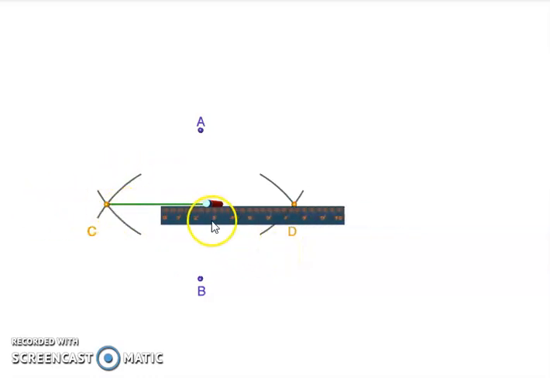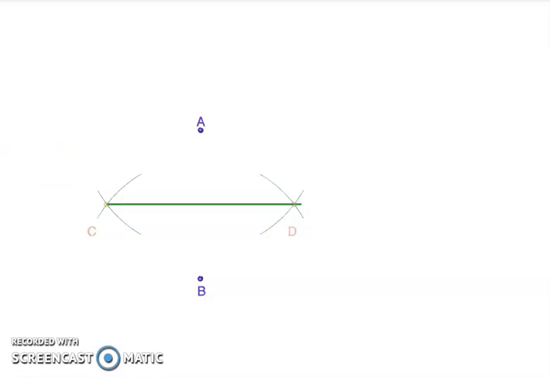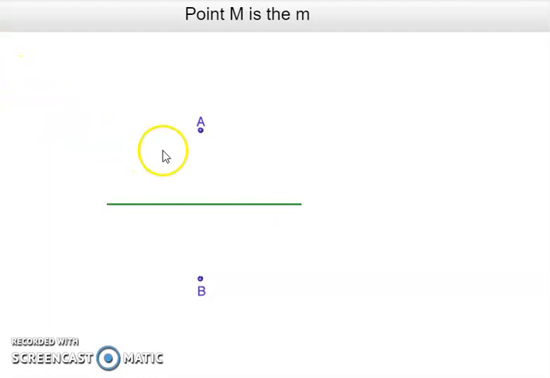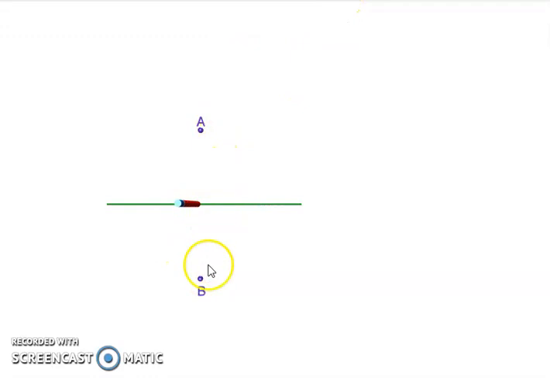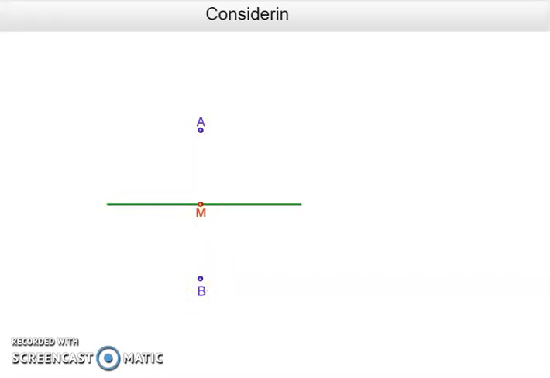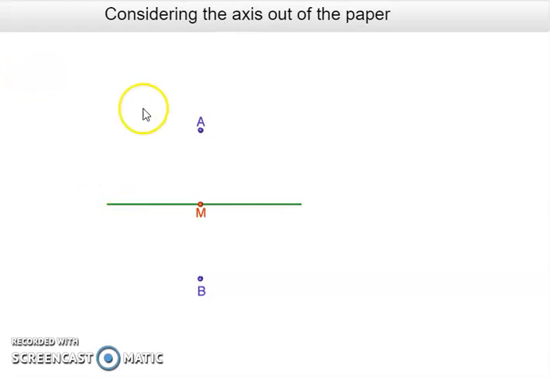Then we can just join these 2 points together. So we can say this is the locus for the perpendicular bisector of these 2 fixed points. That is for 2 dimension. Point M here is the midpoint of point A and point B. It means that the distance from point A to point M is equal to the distance from point M to point B.